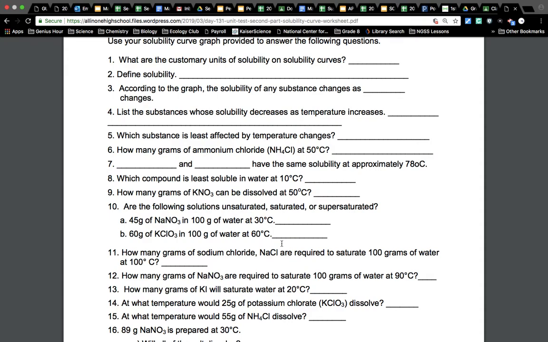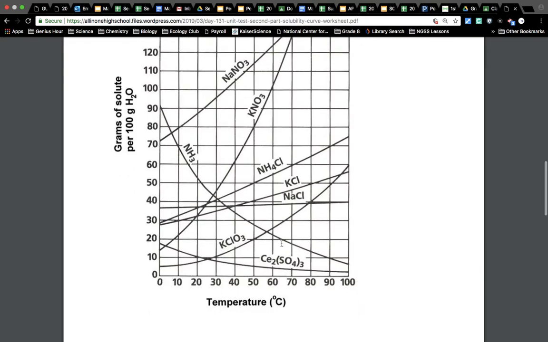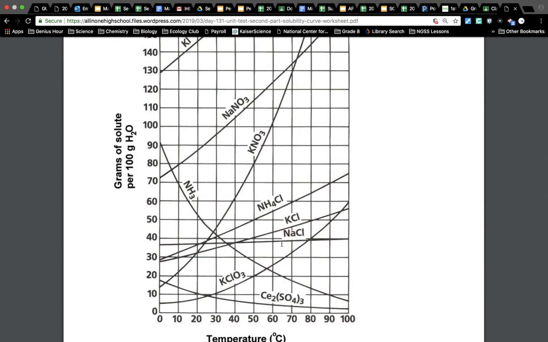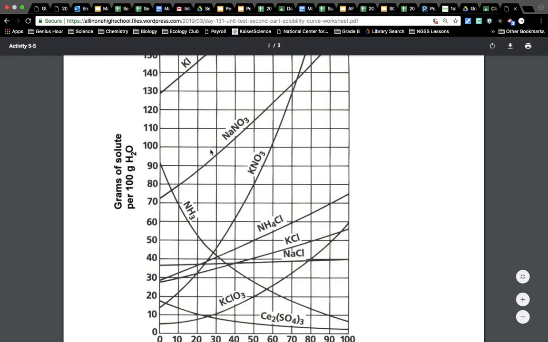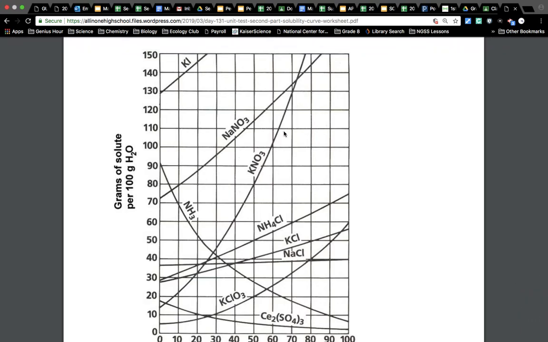Number 5, which substance is least affected by temperature changes? Least affected. So if we're looking at this graph and we want to know which one is the least affected, then, just like in math class where you're looking for the slope, the rise over the run, ones with a steeper line, a larger slope, are going to be more affected by temperature changes. Look at potassium nitrate, look at how steep that line is. That's hugely affected by temperature changes. It really increases very rapidly at a high rate.